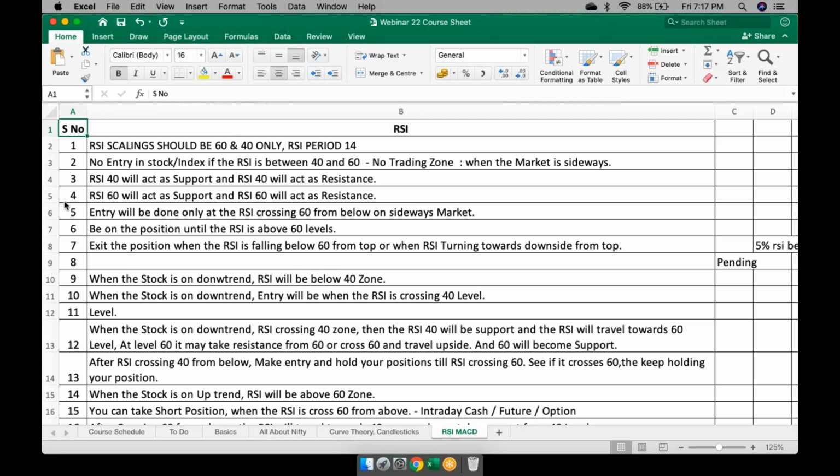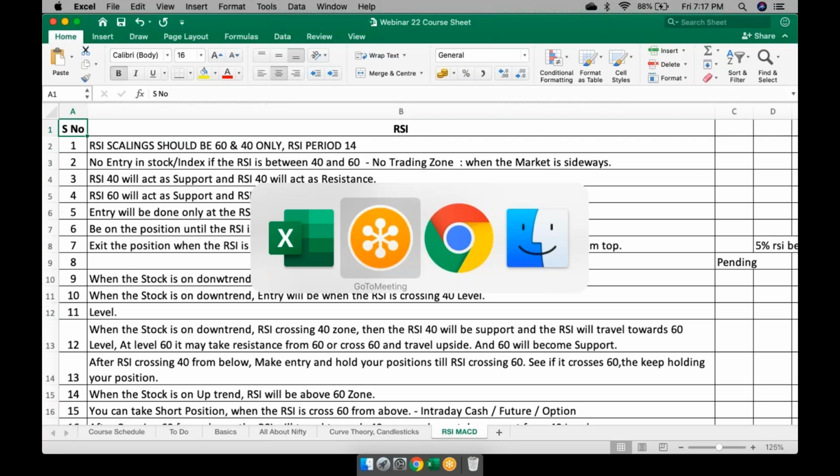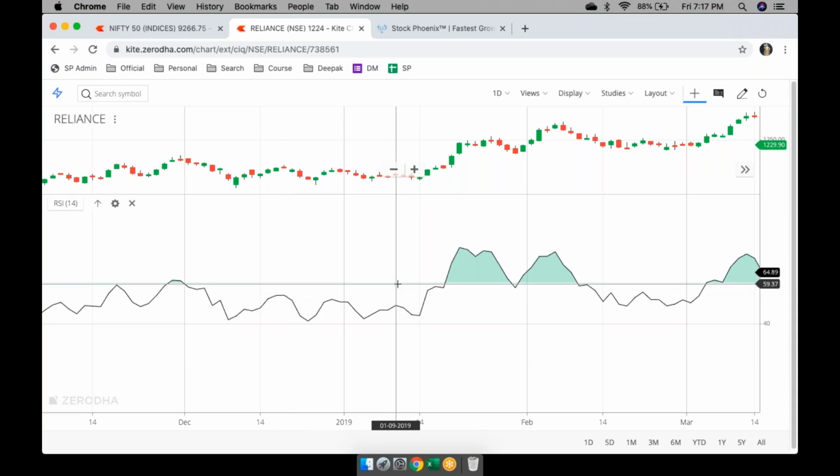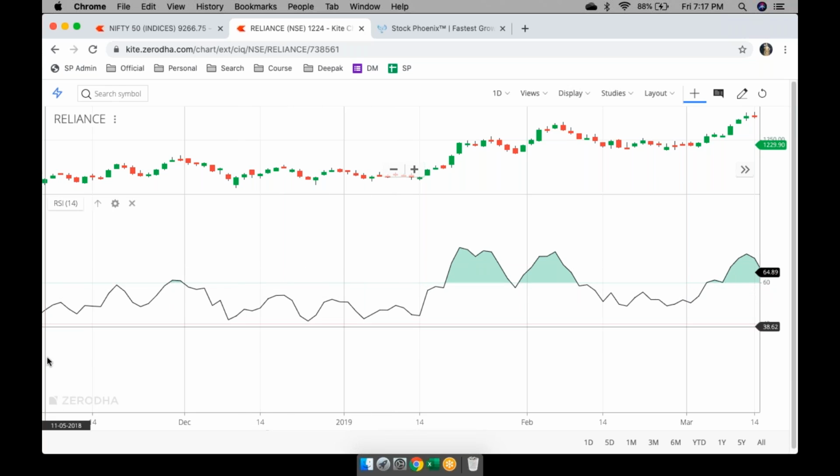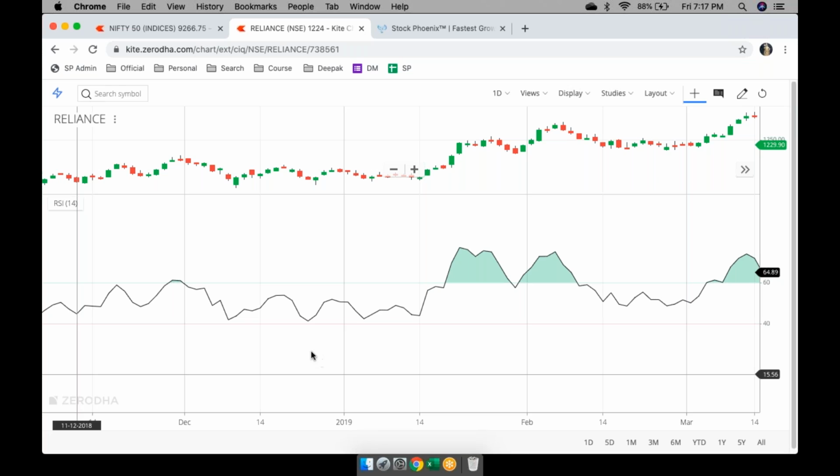So now, what we have learned as of now is that RSI will act as a support and RSI will act as a resistance. So now let's understand what support and resistance are. This is ground.